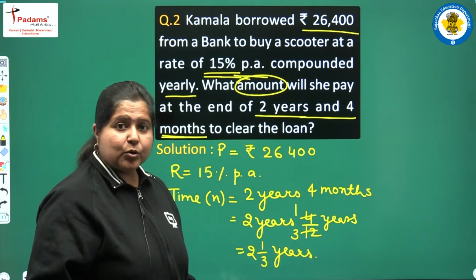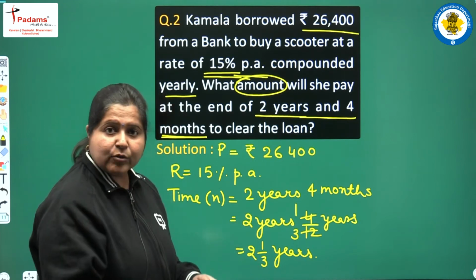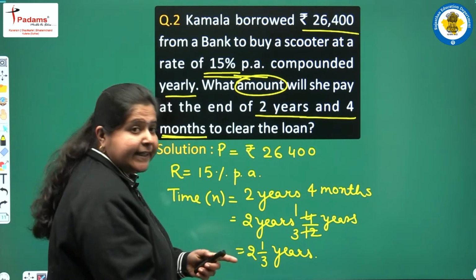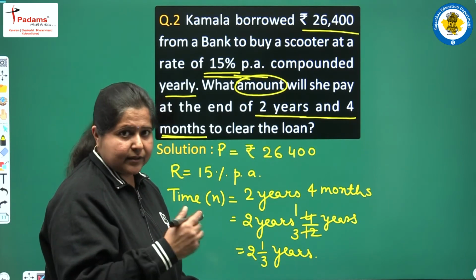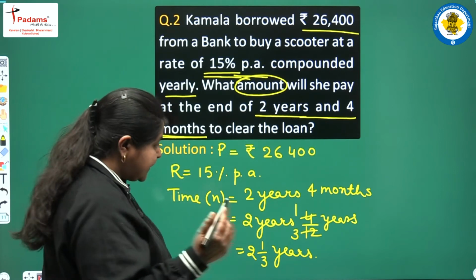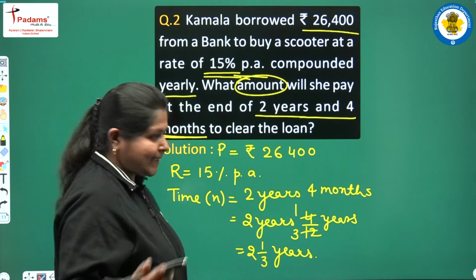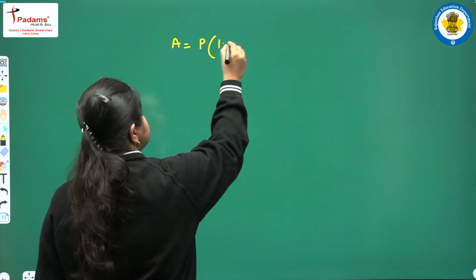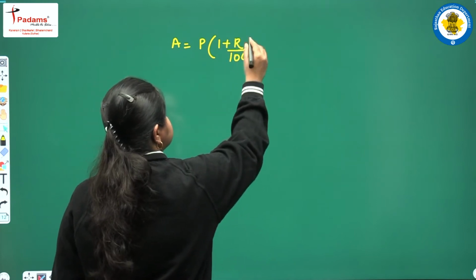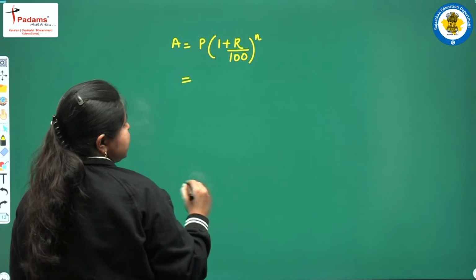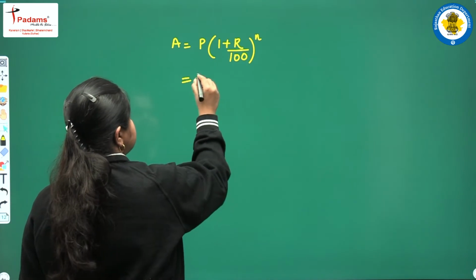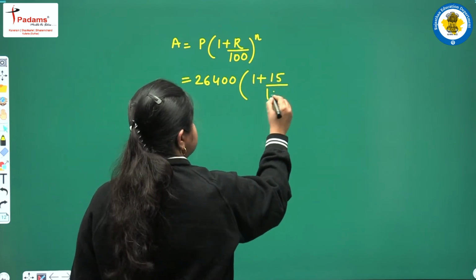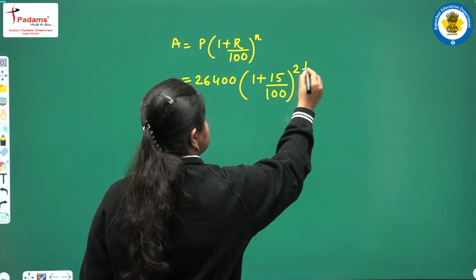ठीक है, तो अब आप दो तरह से कर सकते हैं. पहले तो 2 years का अलग से कैलकुलेट कर लीजिए, कंपाउंड इंटरेस्ट निकाल लीजिए और उसके बाद रिमेनिंग 1/3 ईयर का अलग से इंटरेस्ट निकाल लीजिए. तो फिर दोनों को आप एड अप कर सकते हैं या फिर आप एक साथ दोनों को लेकर चलें. तो हम कैसे करेंगे? लेट अस सी हियर. We write here amount is P into 1 plus R upon 100 raised to power n. Now the principal is 26,400. 1 plus 15 upon 100 raised to power 2 1/3.